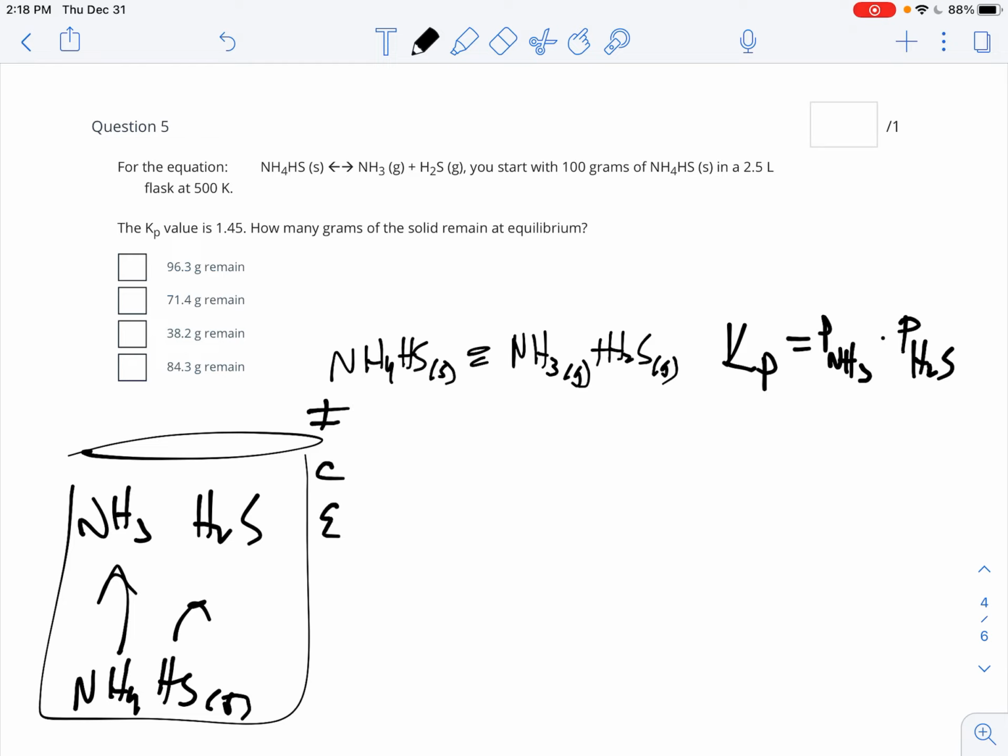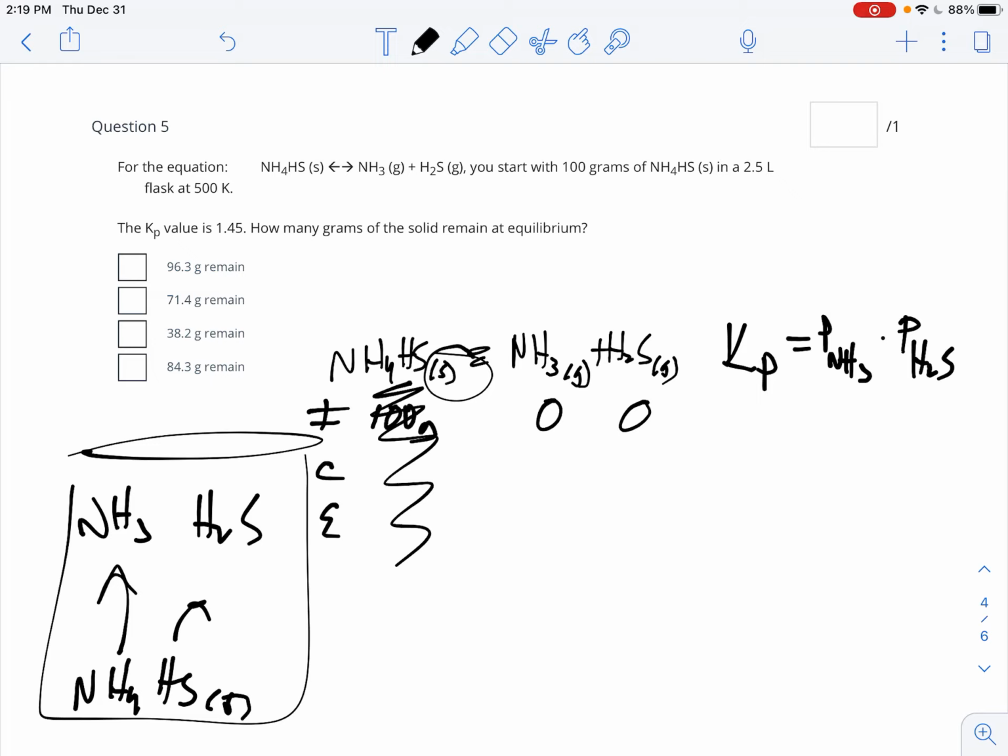So I got an I, got a C, and I got an E. Now, what did it say? It said I put 100 grams of this in there. Not that it really matters because it's a solid, right? And it didn't say anything about these guys being present, 0 and 0. So I'm going to kind of ignore that for right now. It's going to be important later, but for right now, it's not going to be important.